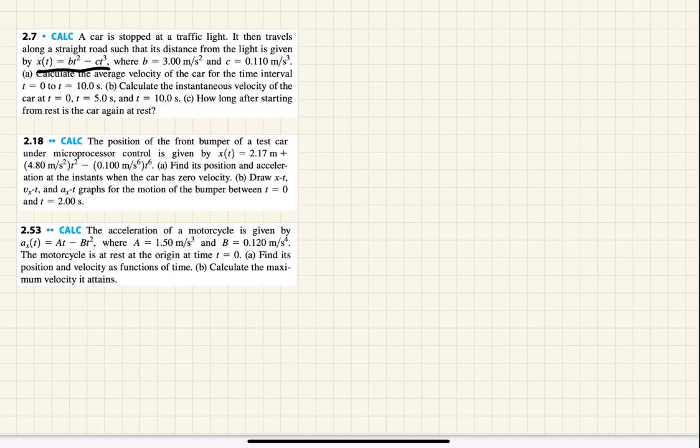And so for part A, we want to calculate the average velocity of the car for the time interval. How do you calculate average velocity? Well, average velocity is just change in position over change in time, which is x final minus x initial over t final minus t initial. Well, we know t final and t initial are 10 and 0. What's x final and x initial? Well, that's why we have the equation.